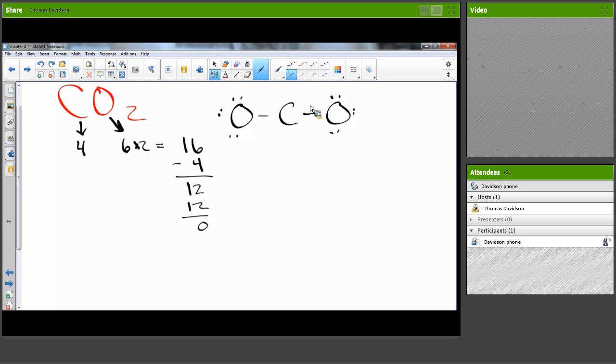We cannot octet carbon. So what we will do is we will then actually have to erase a pair, and we're going to erase a pair on both sides and share a pair on both sides. Now carbon has 8, oxygen has 8, oxygen has 8, and life is great.